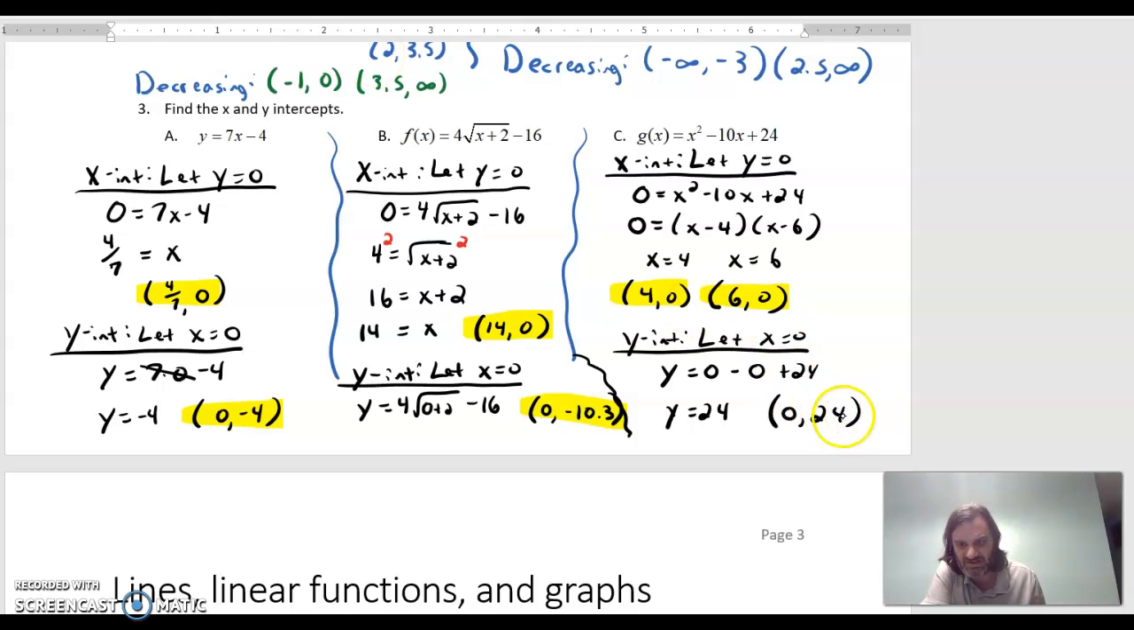So all of these are different types of functions, as we'll see later on, but technically we got a simple function here. A was linear, B is a radical, and C was a quadratic. So all different types of functions, but the theory and how we find these intercepts is the same for all of them. The solving techniques are a little bit different, so that's just something you've got to recall from algebra. All right.